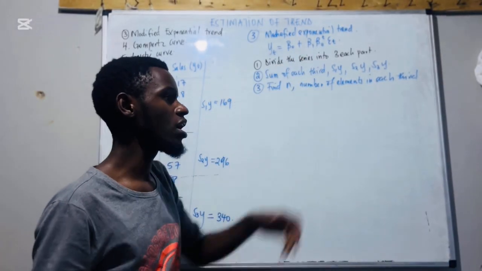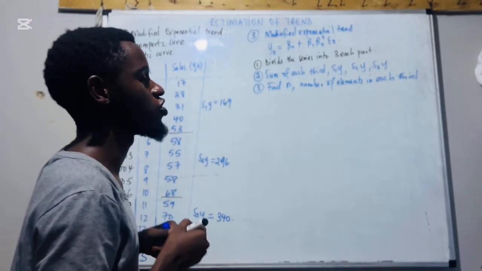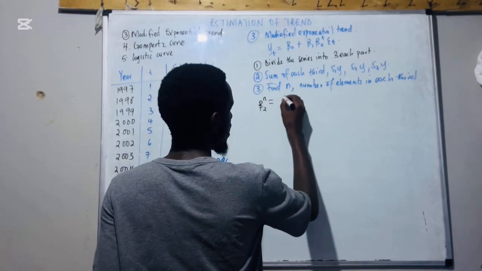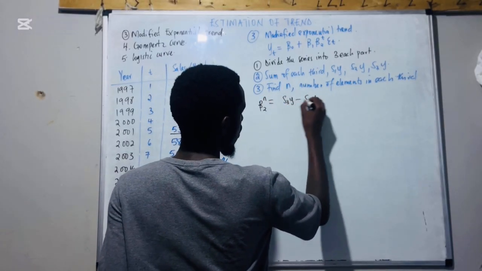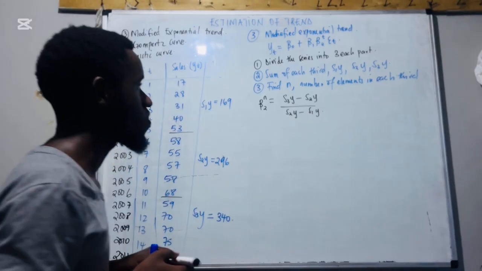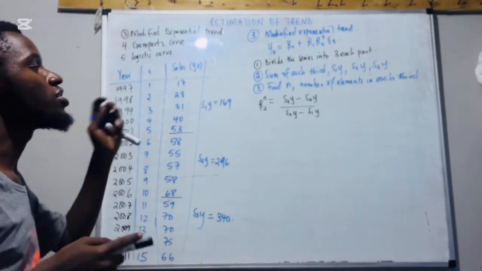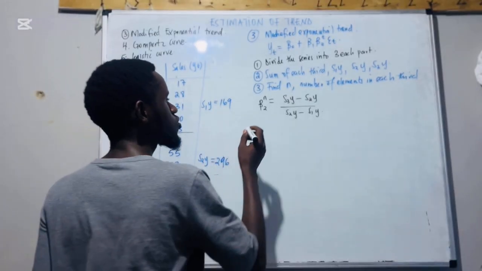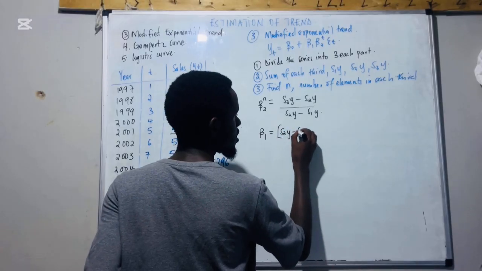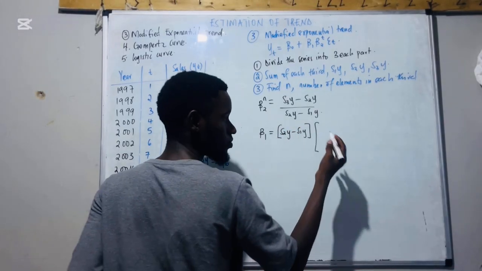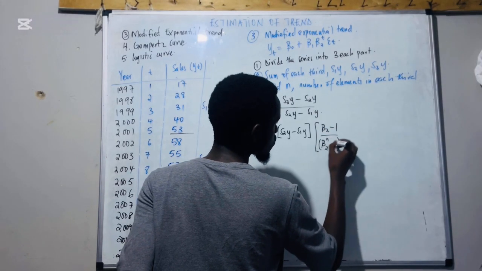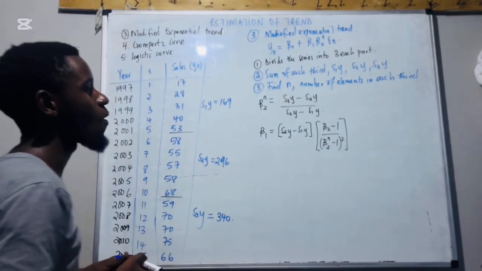Members, if you're finding this exponential trend, you just need to find the coefficients beta naught, beta 1, and beta 2. Here we shall use these formulas to estimate our coefficients. We begin with beta 2 to the power n, which is equal to (S3y minus S2y) over (S2y minus S1y). With that, we shall be able to find our beta 2 with ease. Likewise, to find our beta 1, it equals (S2y minus S1y) times (beta 2 minus 1) over (beta 2 to the power n minus 1), everything squared.